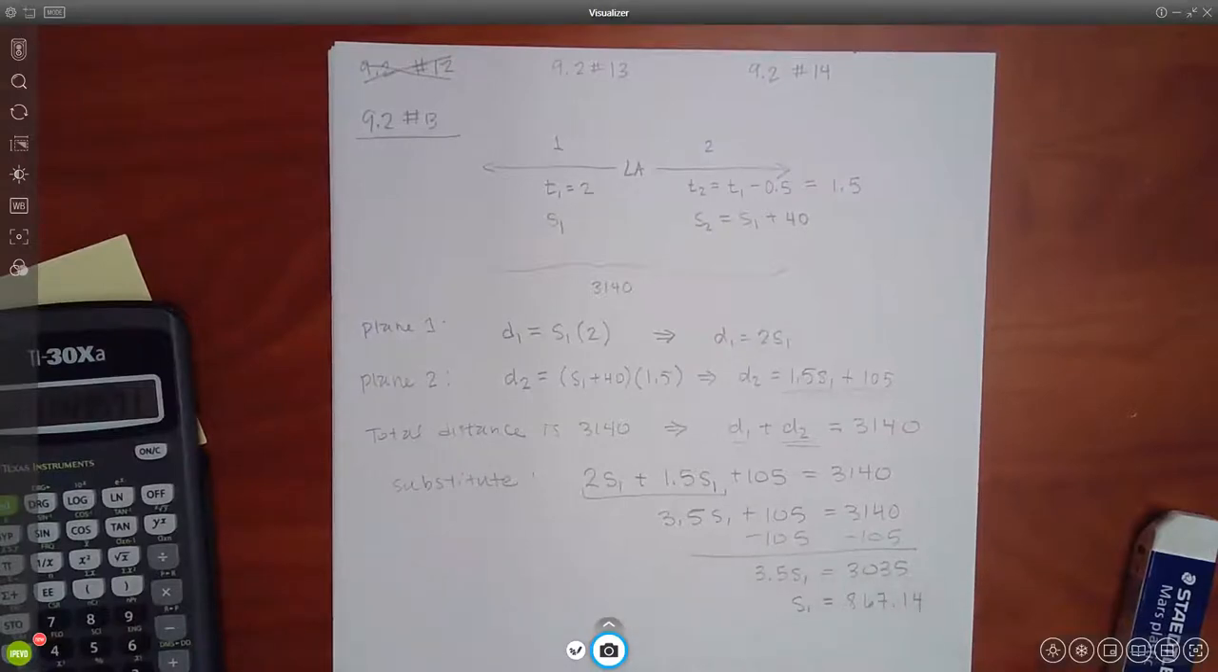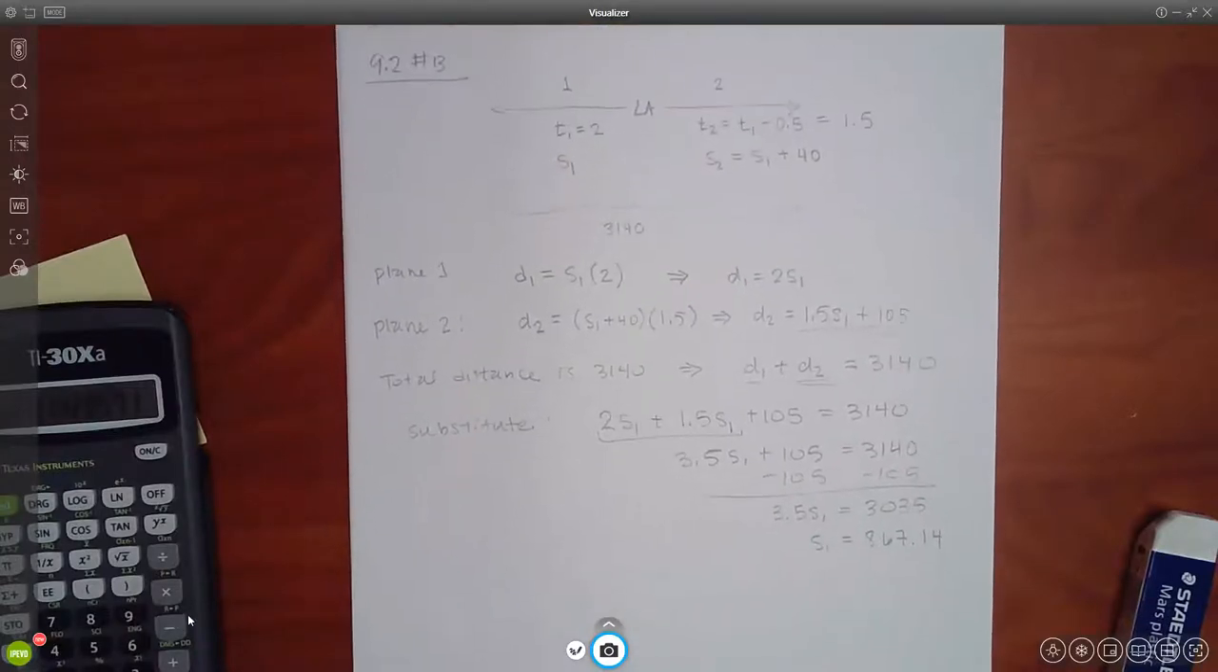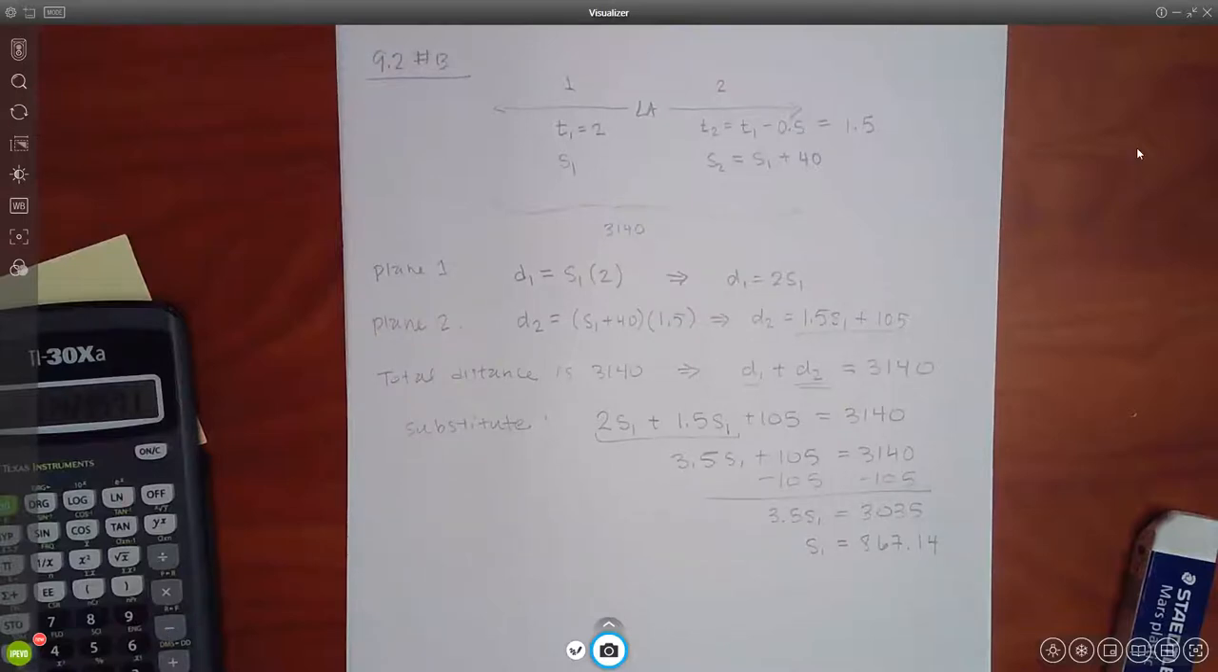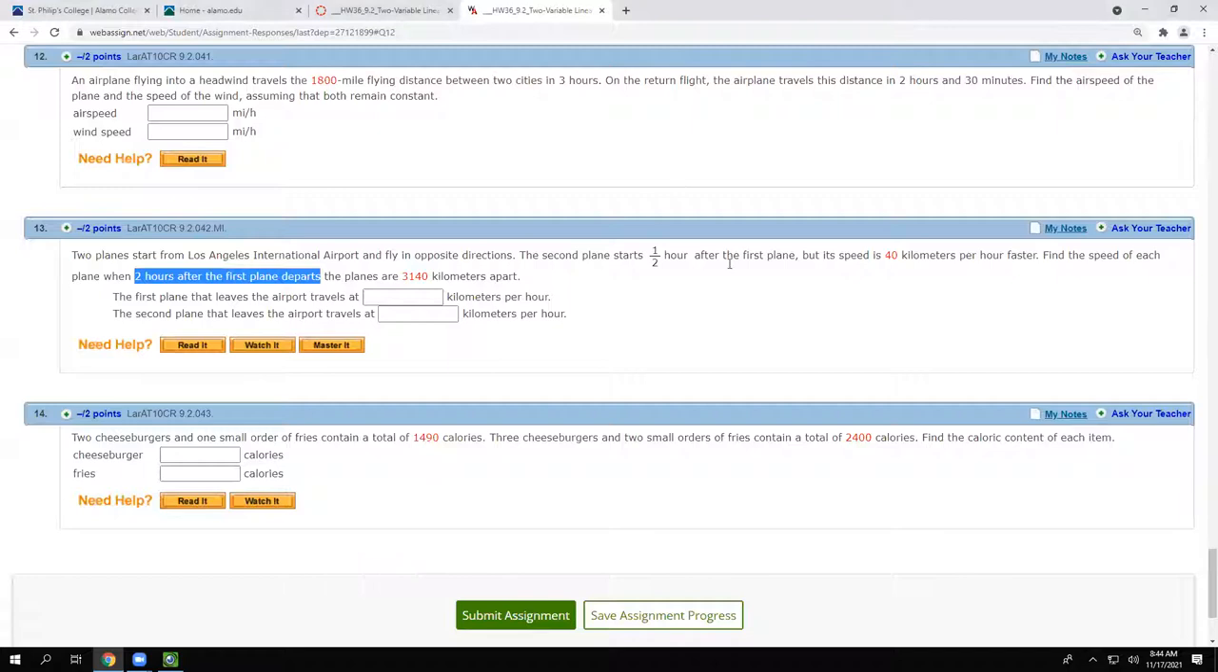867.14. Normally WebAssign tells you how to round, but if it doesn't, I usually just go two places, but let me go check real quick. It doesn't tell me. So just put in two decimals then, if it doesn't tell you how to round.